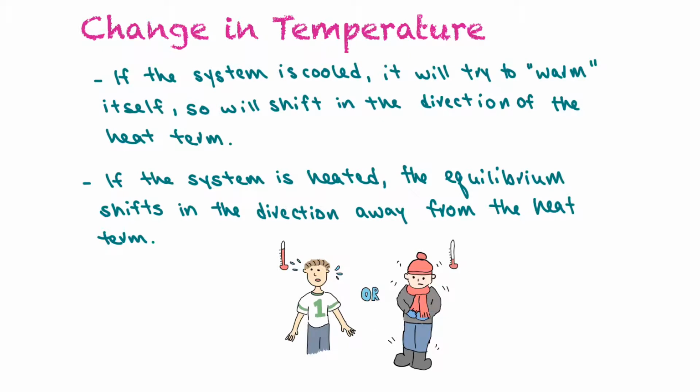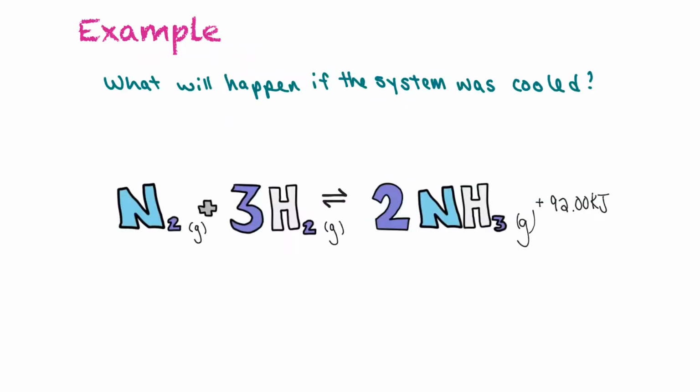If we change the temperature, it depends on what type of reaction is occurring, whether it's an exothermic or endothermic reaction. So if the system is cooled, it will try to warm itself, so it will shift in the direction of the heat term. And if the system is heated, the equilibrium will shift in the direction away from the heat term. So in this example, we're being asked what will happen if the system was cooled. Remember, it's going to shift to the direction of the heat term to warm things up.